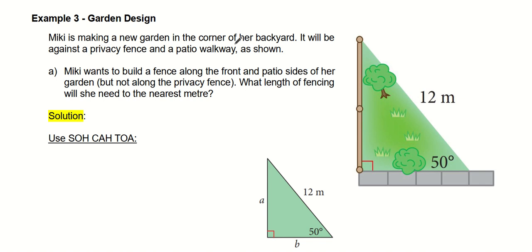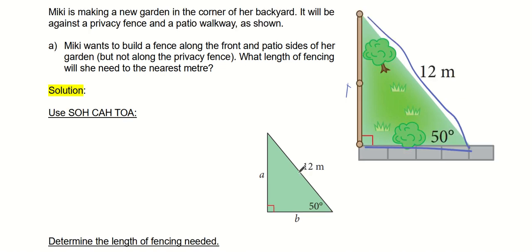Mika is making a new garden in the corner of her backyard. It will be against a privacy fence and a patio as shown. So this is the privacy fence, and this is the patio. Mika wants to build a fence along the front and patio side of her garden, but not along the privacy fence. What length of fencing will she need to the nearest meter? So she wants a fence along this side and along this side, there and there, but not there. She doesn't want anything there.